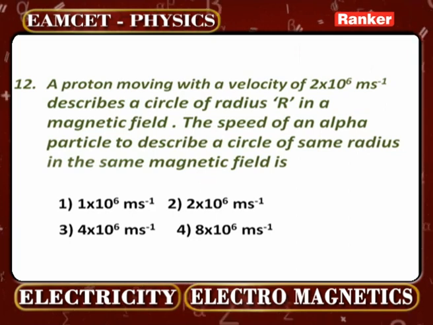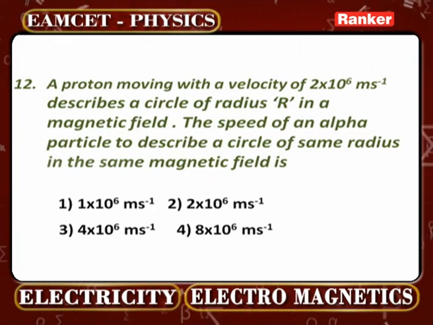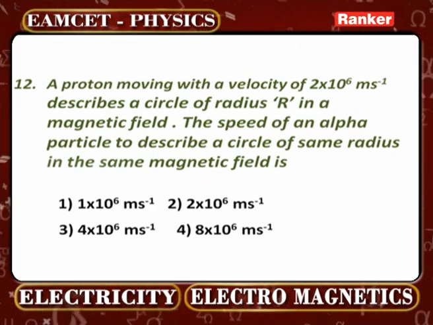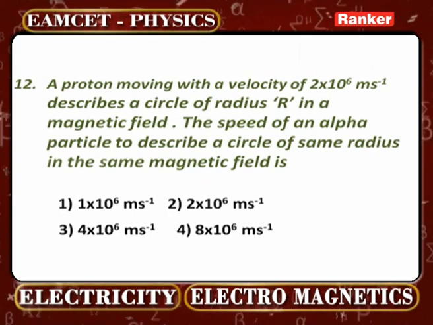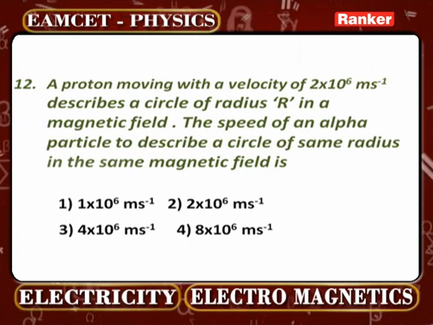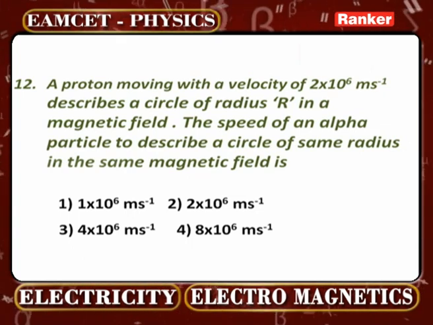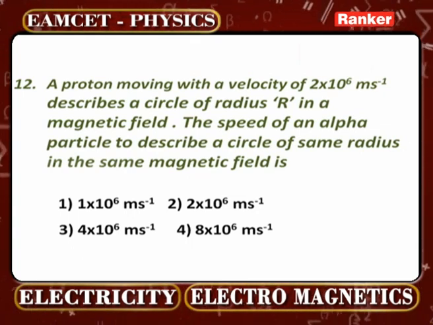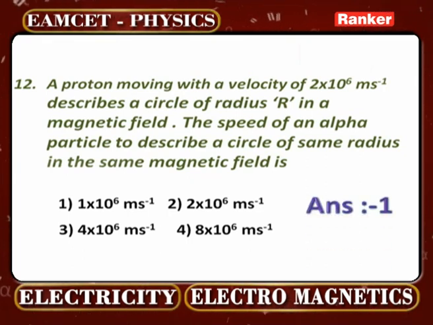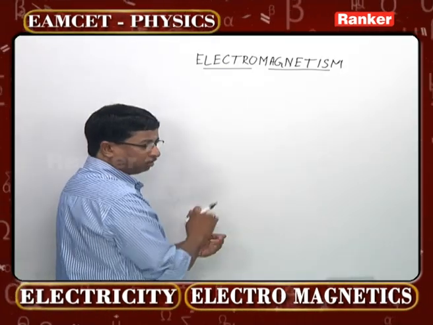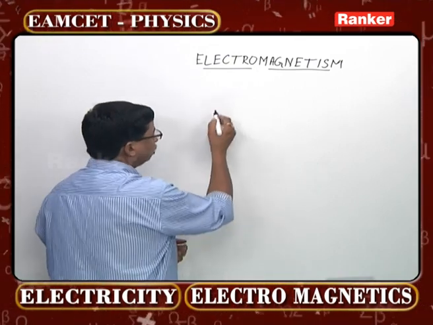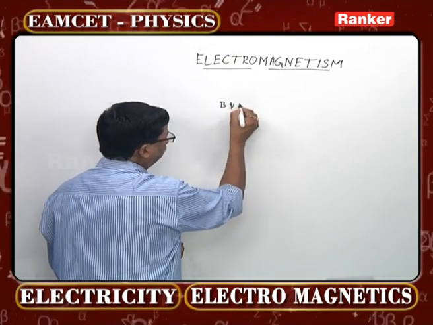A proton moving with a velocity of 2 × 10^6 meter per second describes a circle of radius r in a magnetic field. The speed of an alpha particle to describe a circle of the same radius in the same magnetic field is how much? Already we have discussed, whenever a charged particle enters normal to the direction of the field, naturally it takes a curved path, that too a circular path. So what is the formula for that?